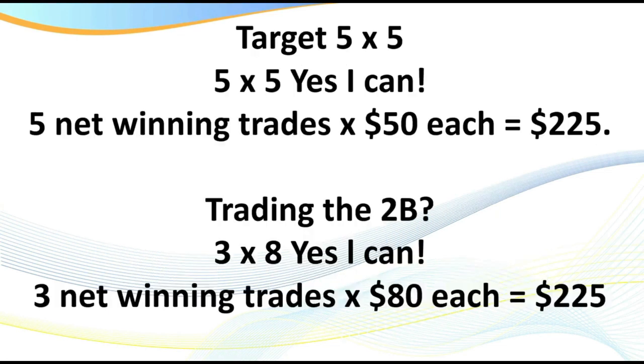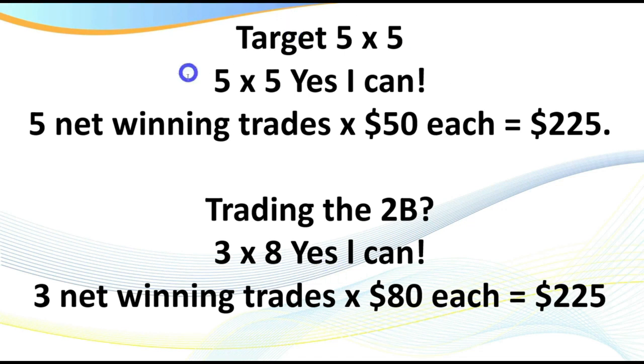Okay, so we've got a concept. We do a couple of different types of trading. Most of my trading, and my members', is what we call scalping and day trading. So we've got this concept: 5x5, yes I can; 5x5, yes I can; 3x8, yes I can. And that's what we call an anchor. You've got to be in peak state when you trade.